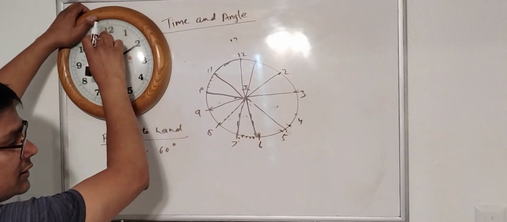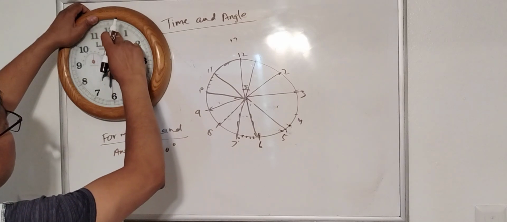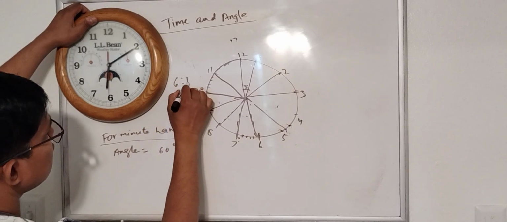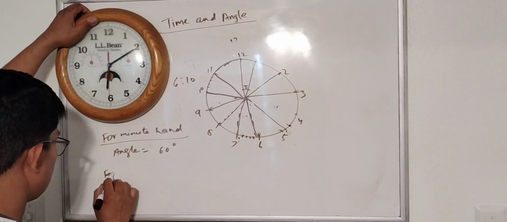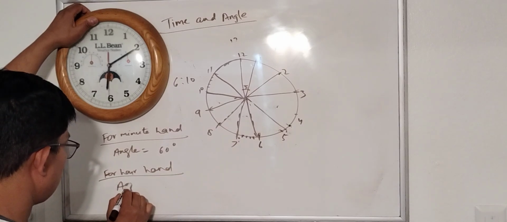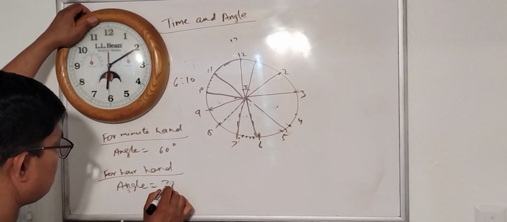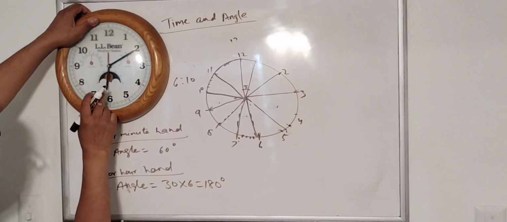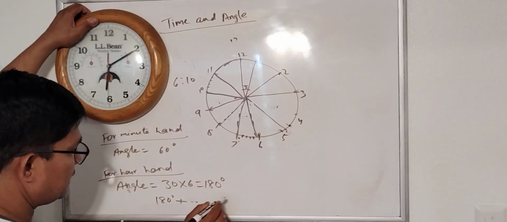Now, again, use this imaginary line and find the angle for the hour hand. So, how many blocks has it covered? 1, 2, 3, 4, 5, 6. We are finding the angle at 6:10. So the angle will be, it covered 6, so 30 times 6 is equal to 180 degrees. But still some distance is here. It moved maybe a few degrees here. So we don't know. So the total angle will be 180 degrees plus something that we have to find.